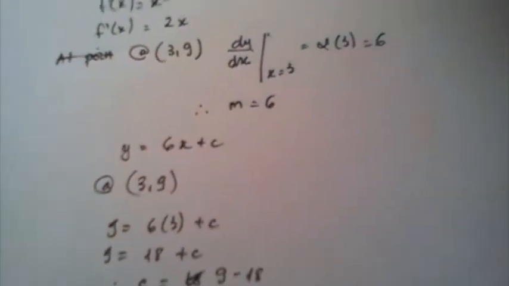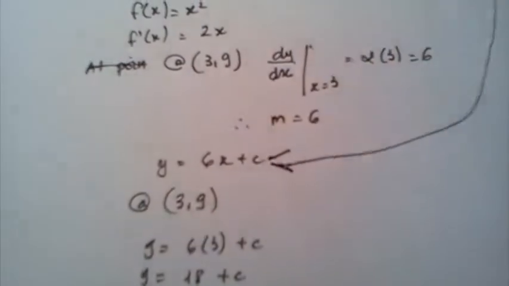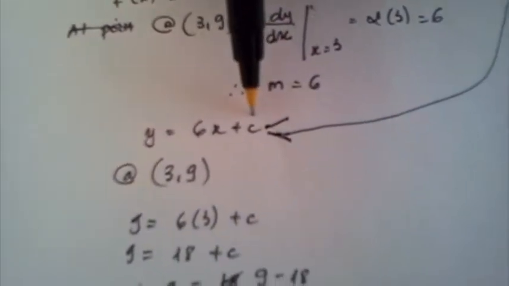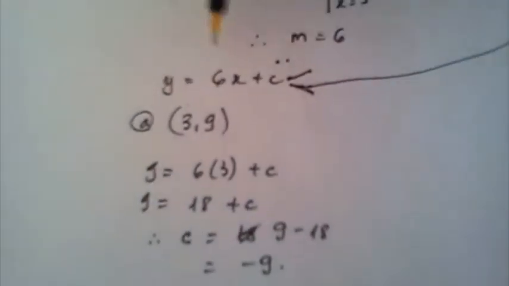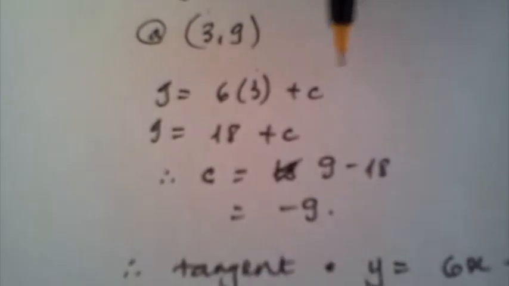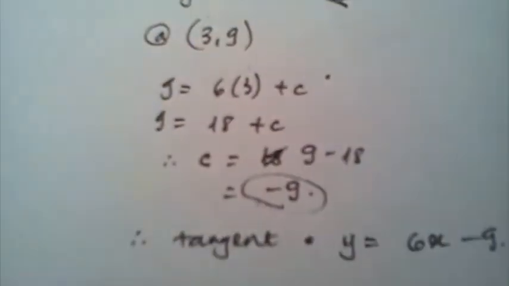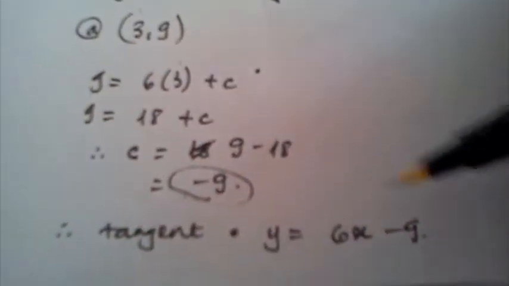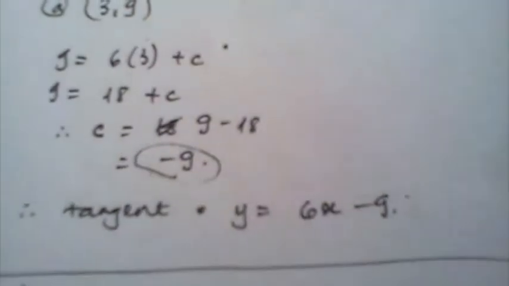You apply this formula down here in order to find c. In order to find c, you plug 3 and 9 into the straight line function to get 9 equals 6 times 3 plus c. And then you work out c. And c equals minus 9. So in the end, you get the equation of the tangent, which is y equals 6x minus 9.